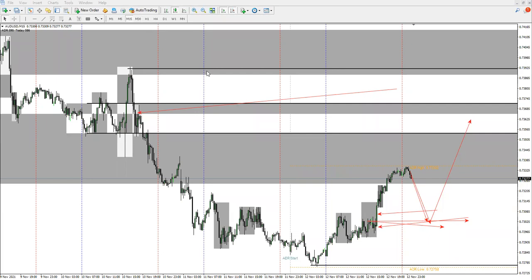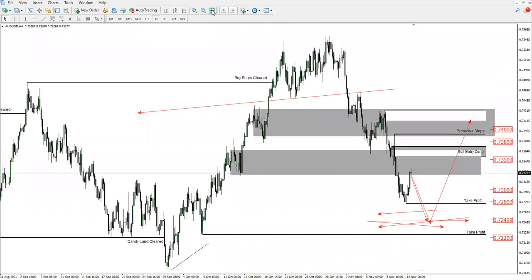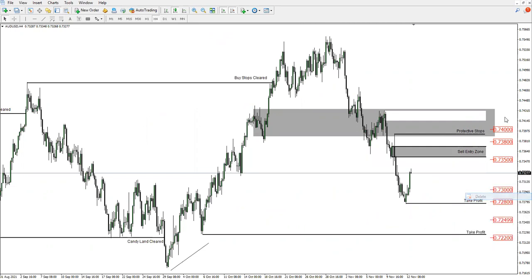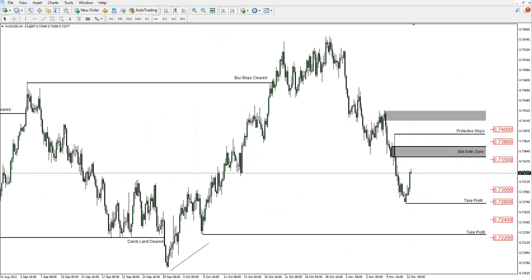So I hope that's clear enough on AUD USD. If it is, then we are done with the analysis in this zone. All right, so let me see if we have anything else.